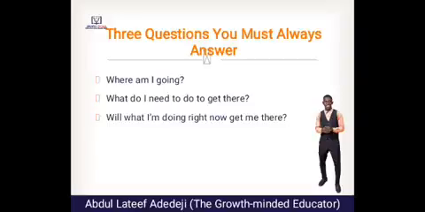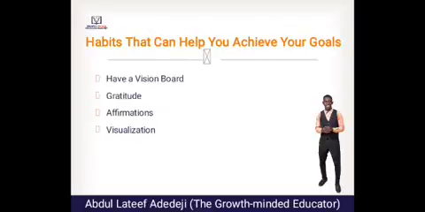Now, the last thing is habits that can help you to achieve your goals. First thing is, have a vision board. A vision board is like a board where you place things. You put pictures of things you want to achieve. You want to get an award in 2022, put an award there. You want to earn 5 million naira, go and get a check.